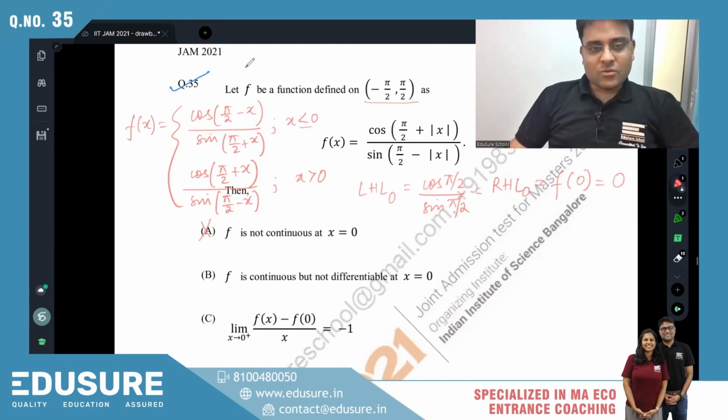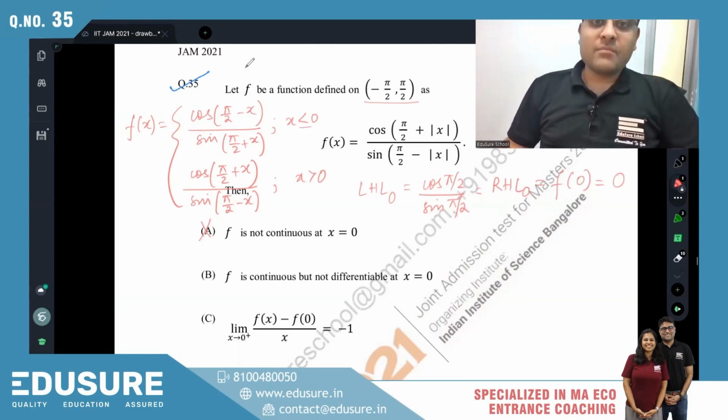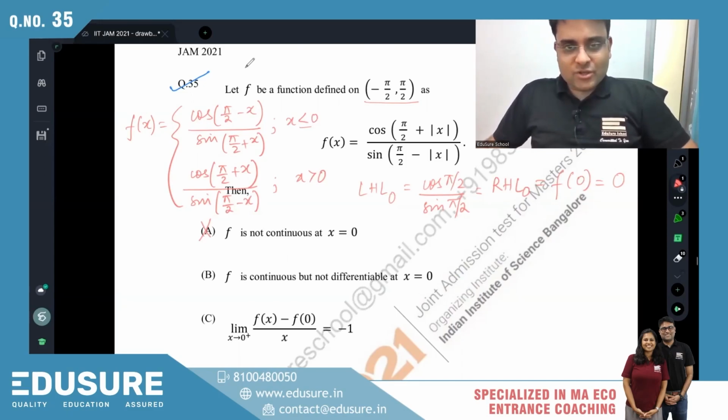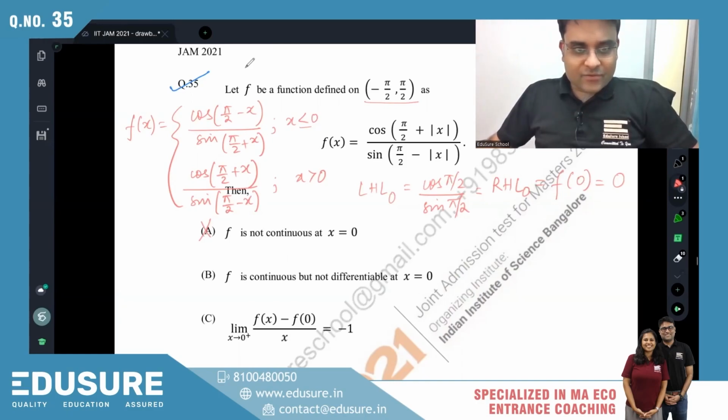ठीक है, तो continuity तो हमने prove कर दिया. Is this understandable to everyone? The first part, I hope this is okay. अब differentiability में जाएंगे. In order to prove the differentiability, we'll find out the left hand derivative and the right hand derivative. तो right hand derivative तो ये रहा. तो right hand derivative एक बार देखते हैं.